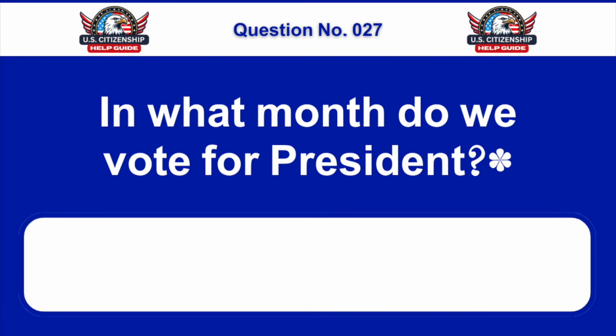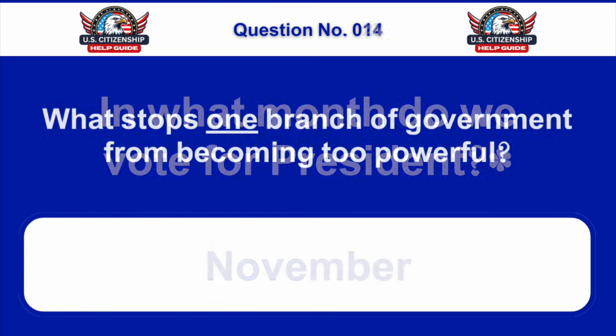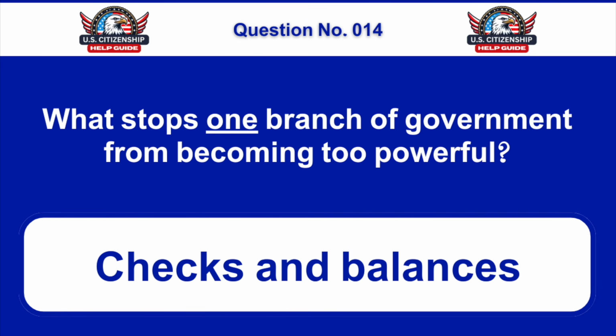In what month do we vote for president? November. What stops one branch of government from becoming too powerful? Checks and balances.